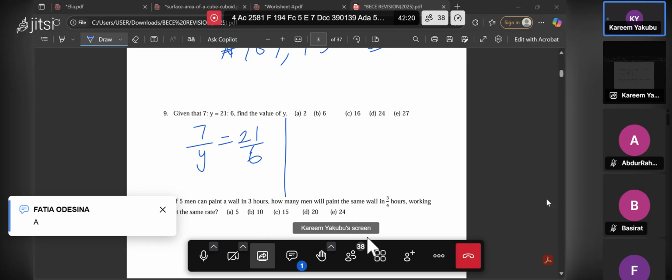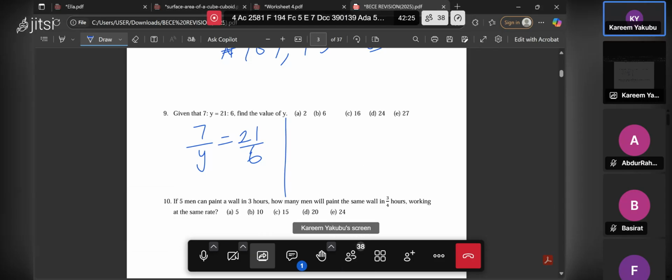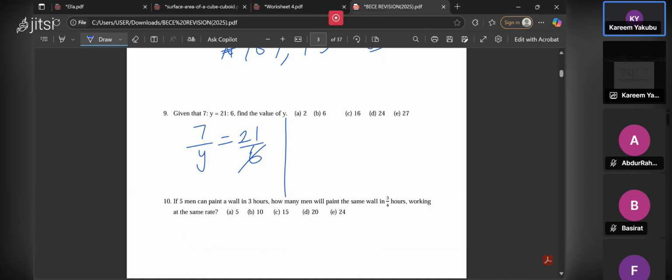All right. So we move to the next one. We are still on question 9. So 3 can divide 6 and 21. 3 in 6 is 2. 3 in 21 is 7. So then we have 7 over y equals 7 over 2.